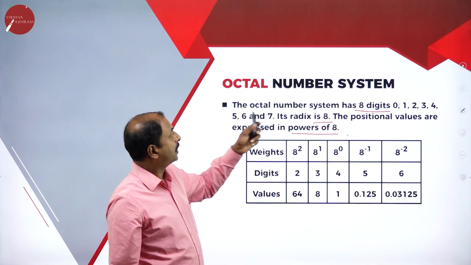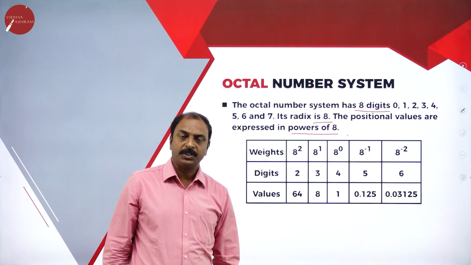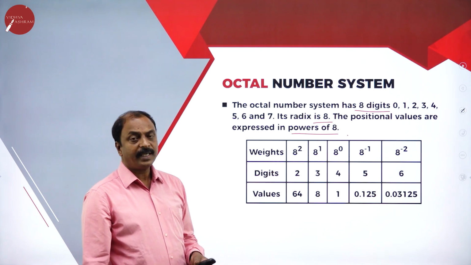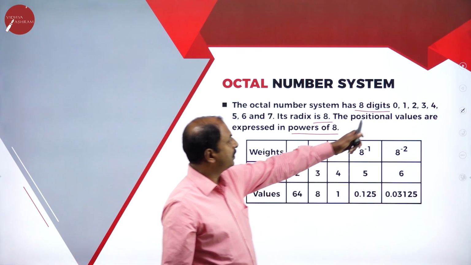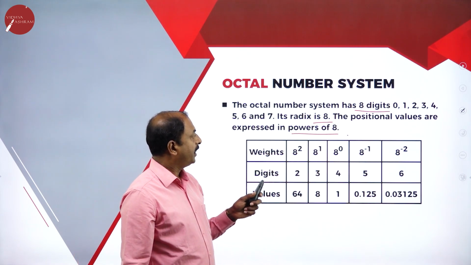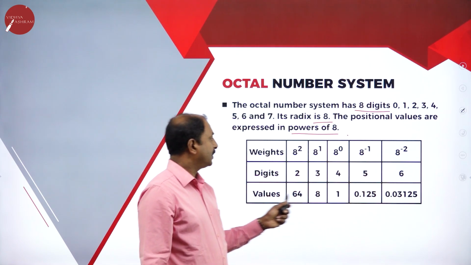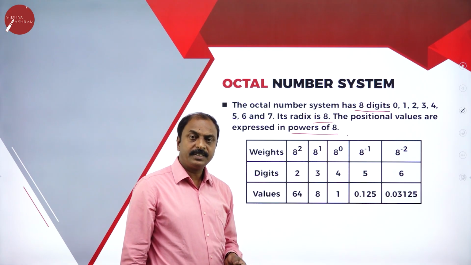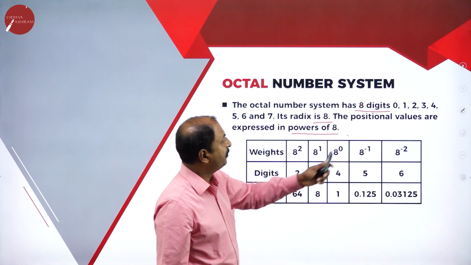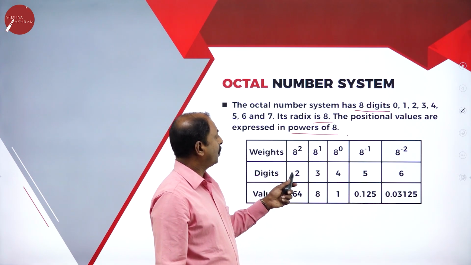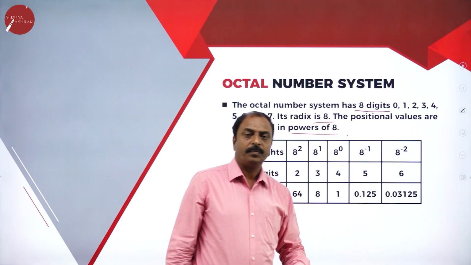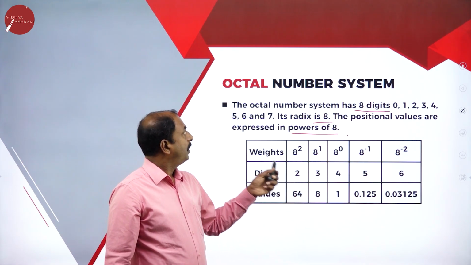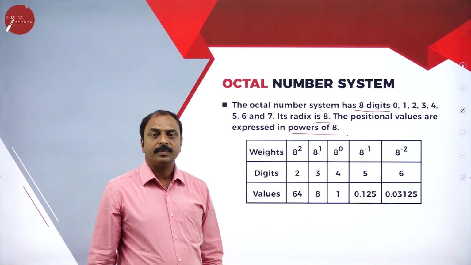So this is the octal number system. In the octal number system the base is 8. It has 8 digits starting from 0 up to 7, and this is how we represent the octal number system. If you observe, all these digits are within the limit, between 0 to 7. So this is an example for an octal number.